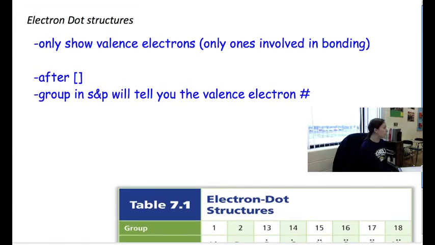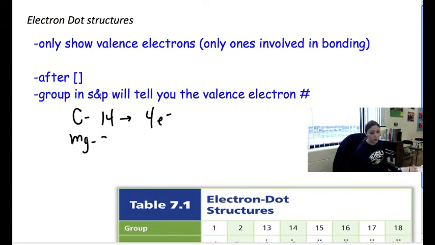So something in group 14, like carbon, has 4 valence electrons. Magnesium is in group 2, so it has 2 valence electrons. Now what about something in the D block? D block ones can get a little bit dicey. They can actually have different numbers of electrons they can lose, but most things in the D block have 2 valence electrons from their S group that is right in front of them.